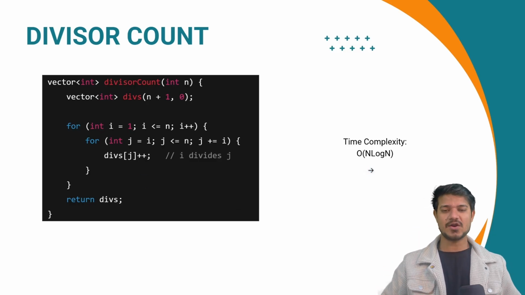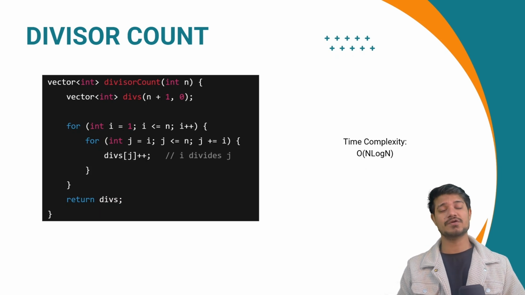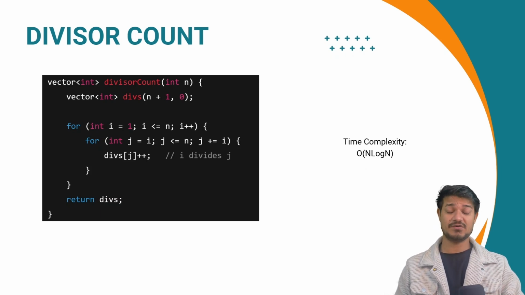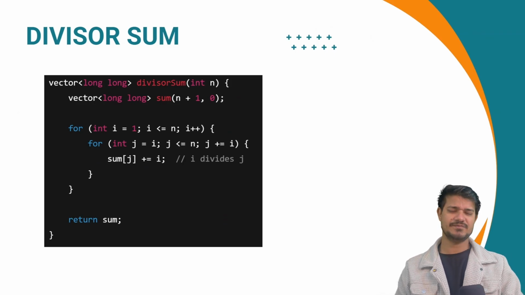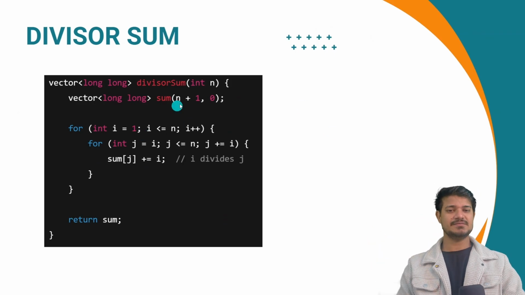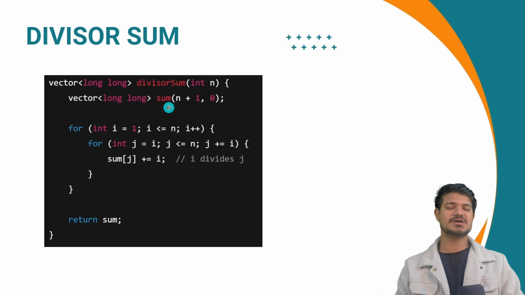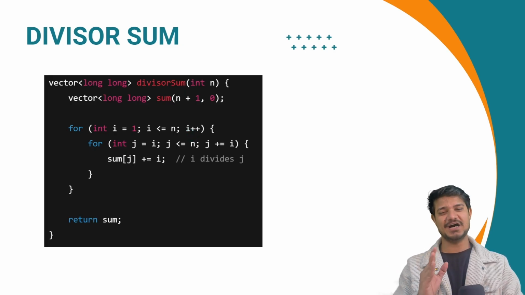But still, in n log n time, you have the divisor count of all of the numbers in range 1 to n. Now, divisor sum. Same story as what we did there. Again, create an array, sum, of size n plus 1, initialize all of them with 0, then go through all of the numbers from 1 till n, that would be your i.